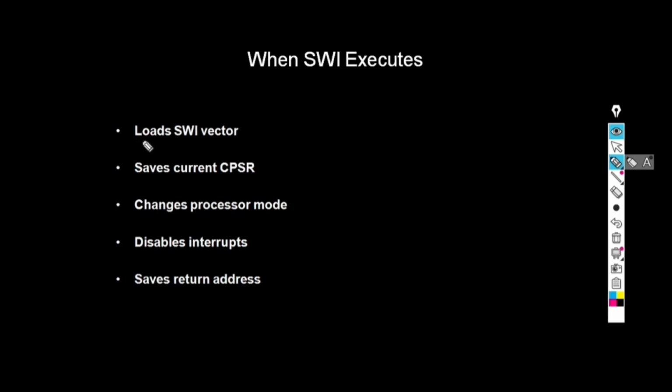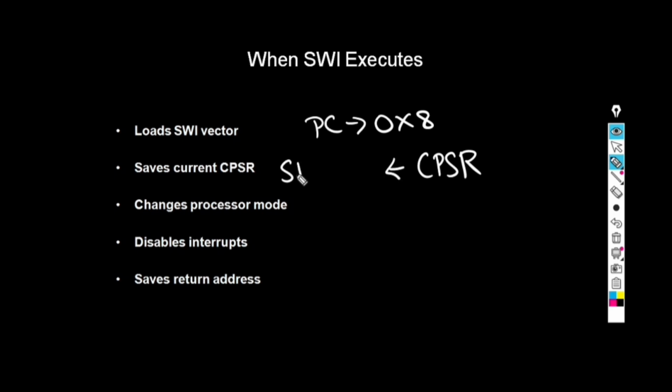We already discussed that loading the SWI vector means PC is updated with address 0x8. The other thing we notice is that the CPSR content, that is the current program status register content, is updated in the SPSR. Which SPSR should it be updated with? It will be updated in the SPSR of supervisor mode. Why supervisor mode? Because as soon as this instruction is executed, the processor mode changes to supervisor mode.